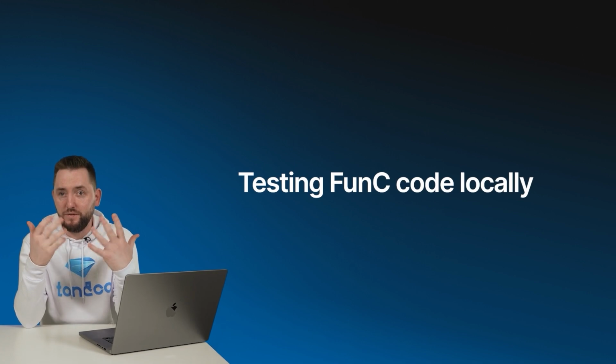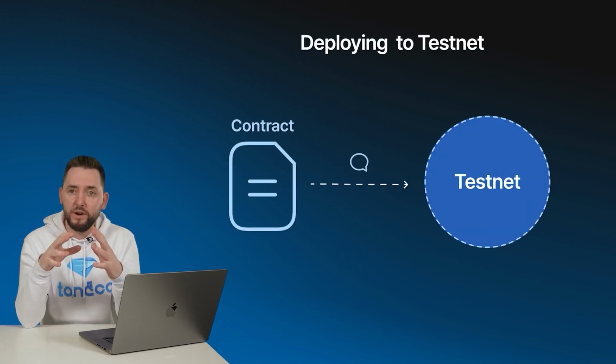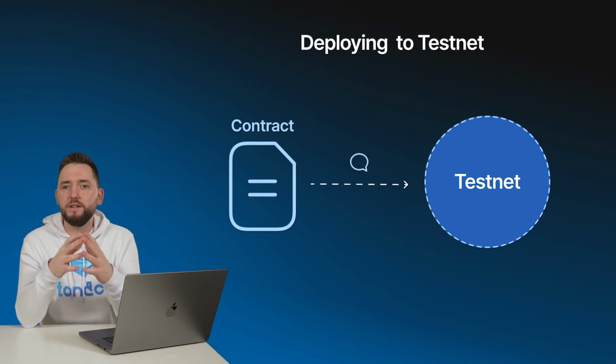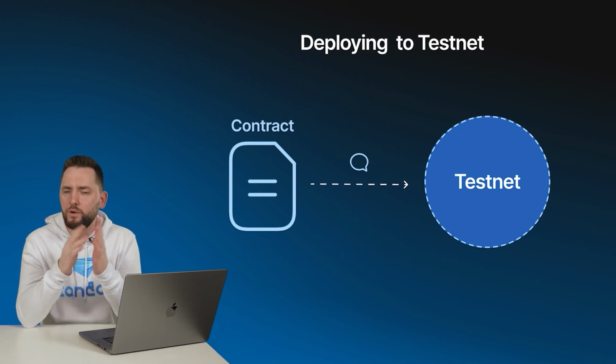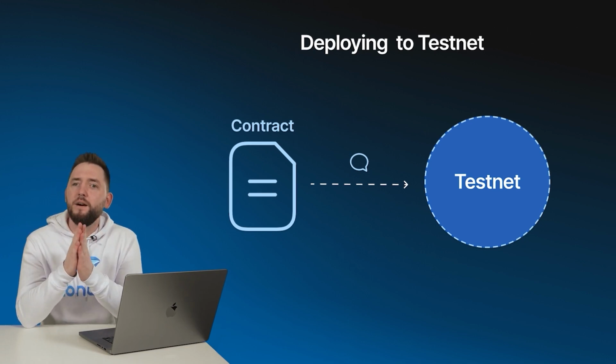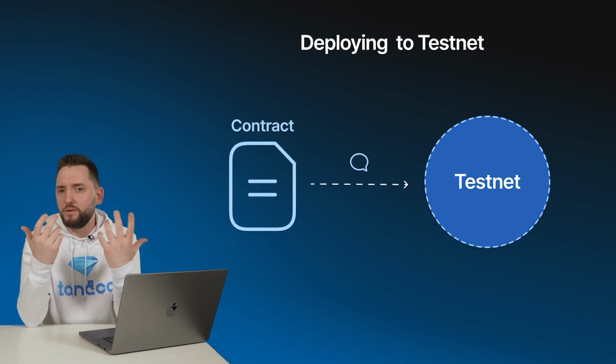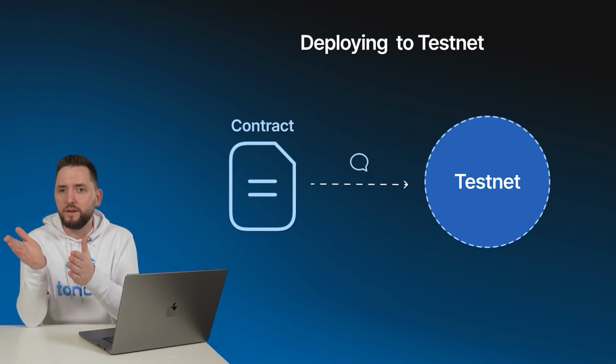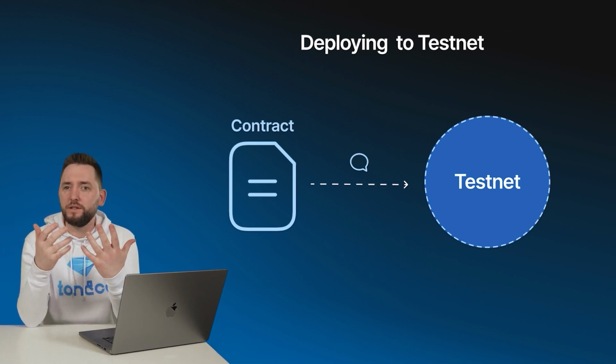This is the stage number 5. So we deploy our code to testnet. So the process of deployment of smart contract is very interesting in Ton. What makes it so interesting? As you could see from the previous lessons, we are able to calculate the address that smart contracts will have before we even deploy it to the network. So it is called deterministic.